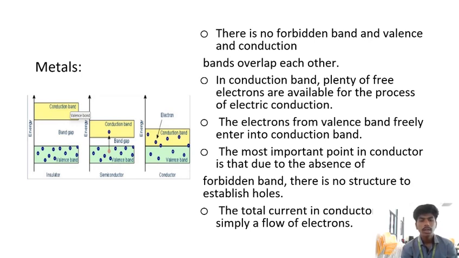Now see from the diagram, there are three types of materials: insulators, semiconductors, and conductors. In insulators, the band gap is high. In semiconductors, the band gap is less, and in conductors there is no band gap. In insulators, we need to provide much more energy to make an electron jump from valence band to conduction band. In semiconductors, less energy is required. In conductors, there is no need to apply any external force, and electrons can move easily from valence band to conduction band.